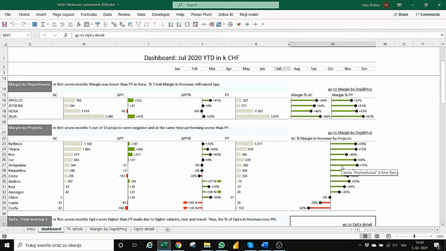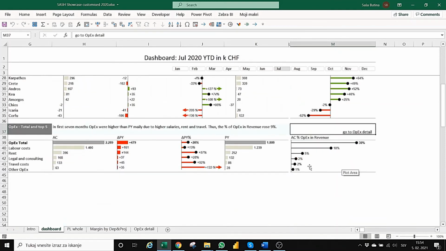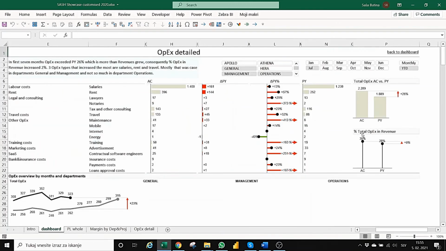Here we are back at dashboard and we can see that OPEX grew 26% compared to previous year. Here we have top 5 cost types with values actual, previous and variance. And here we have a percentage of each OPEX type in revenue. And now let's jump directly to OPEX in detail. If you remember from the organization chart, we had 3 orange departments which were cost centers. These 3 departments are here already chosen: general, management, operations. But of course we can choose any department we are interested in.